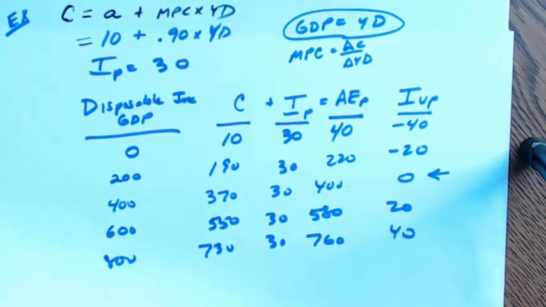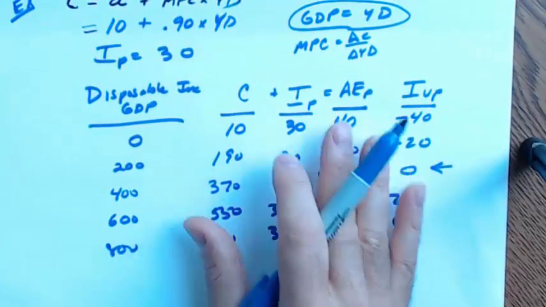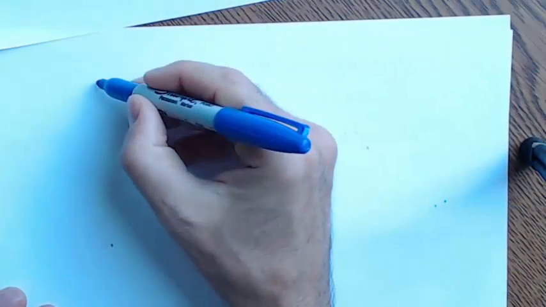Okay, so now let's graph this. We want to graph this relationship. And the graph is a little tricky, so we'll spend a little time on it. So I'm going to draw a nice big graph here.